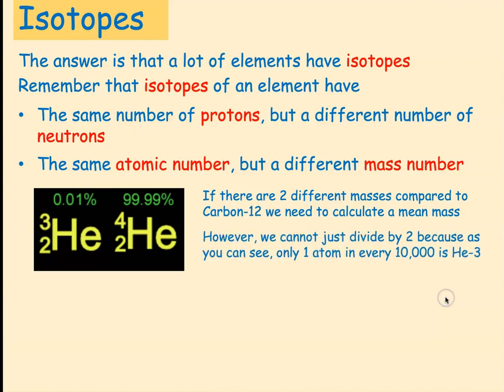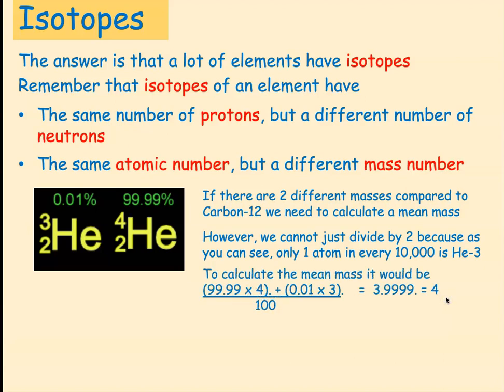The reason is that if you look at the abundance, 99.99% of all of the atoms are helium-4. So it's not fair to just assume that it's 50%. Just to put it in context, only 1 in every sample of 10,000 would be helium-3, and the other 9,999 would be helium-4. So it's more likely that the relative atomic mass is going to be much nearer 4 than 3.